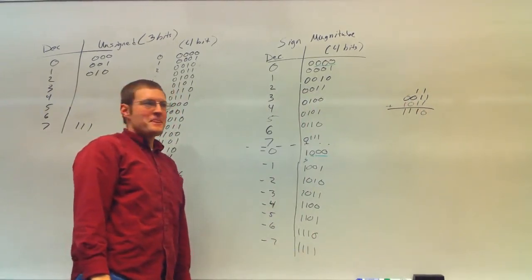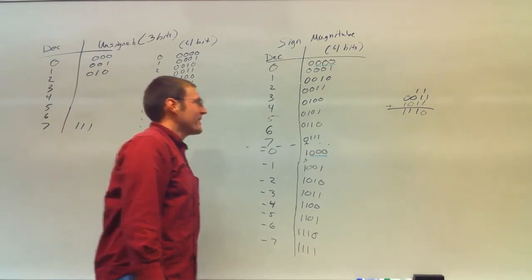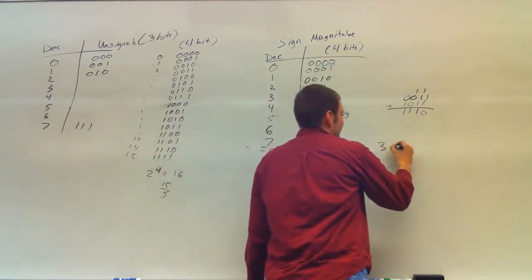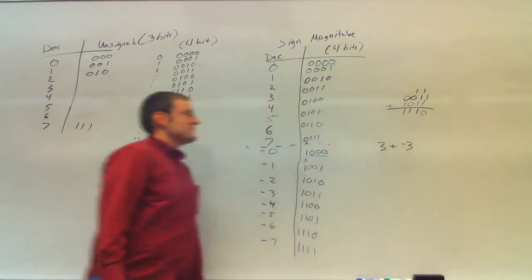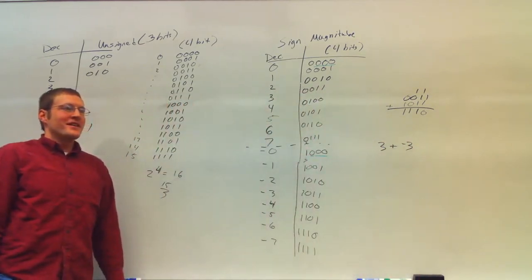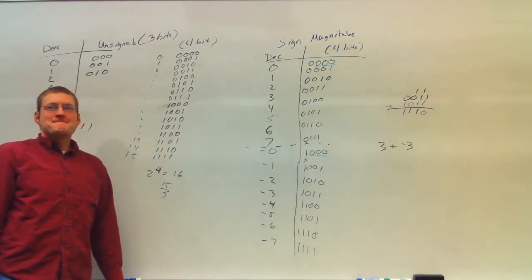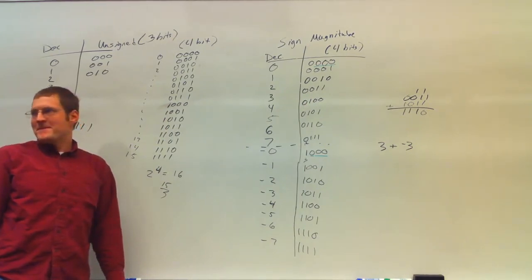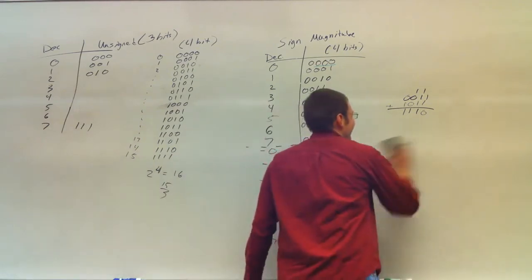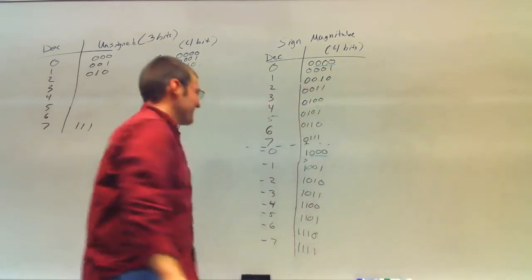So you took 3 and you subtracted 3? No, sorry, the way to say it is 3 plus negative 3. That defies math. It does defy math. It's wrong. You can't do it that way, right?